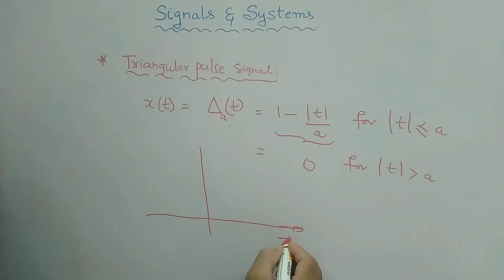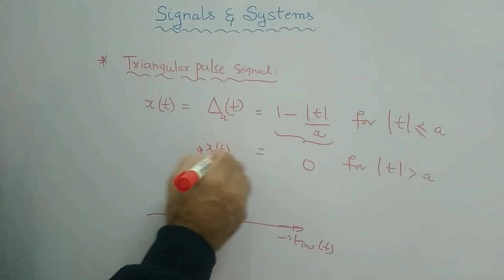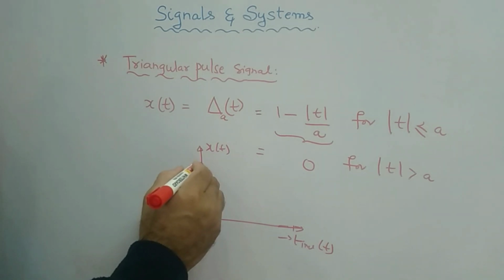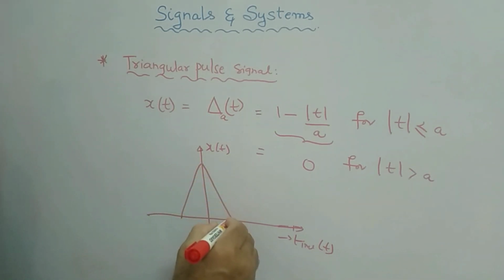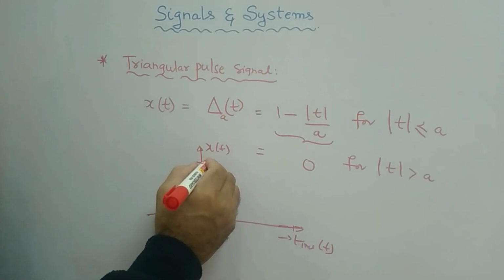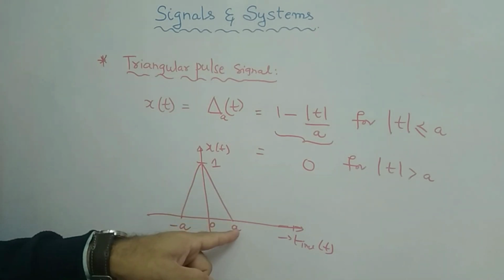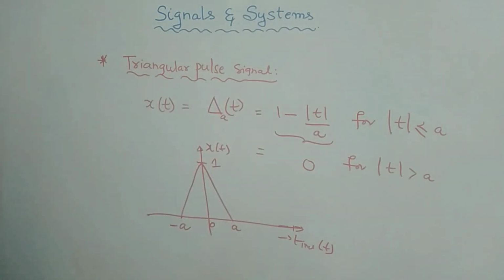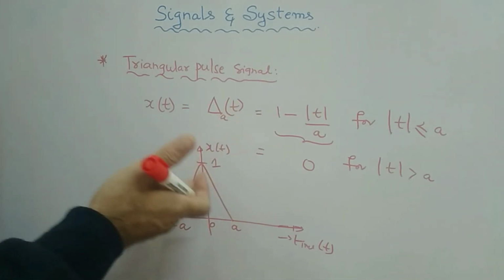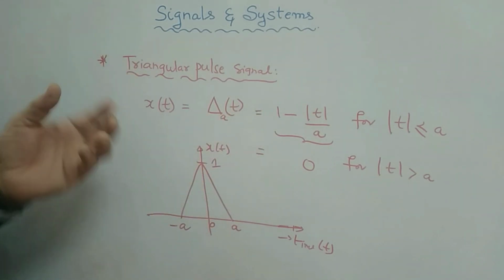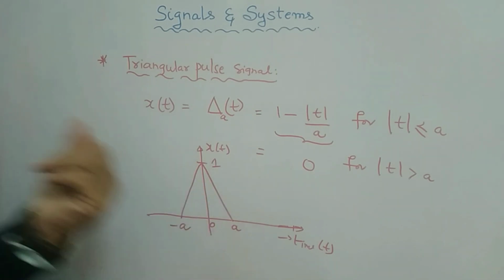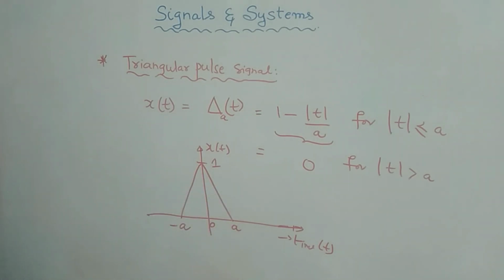This is the time axis t, and this is your x of t. If you represent it, this is your magnitude 1, and this is 0, this is plus a, this is minus a. This is the width, if you see, of the triangular pulse signal. It is plus a and minus a. This is what is represented in the definition. The triangular signal can be represented in graphical form like this, right? This is your triangular pulse signal.